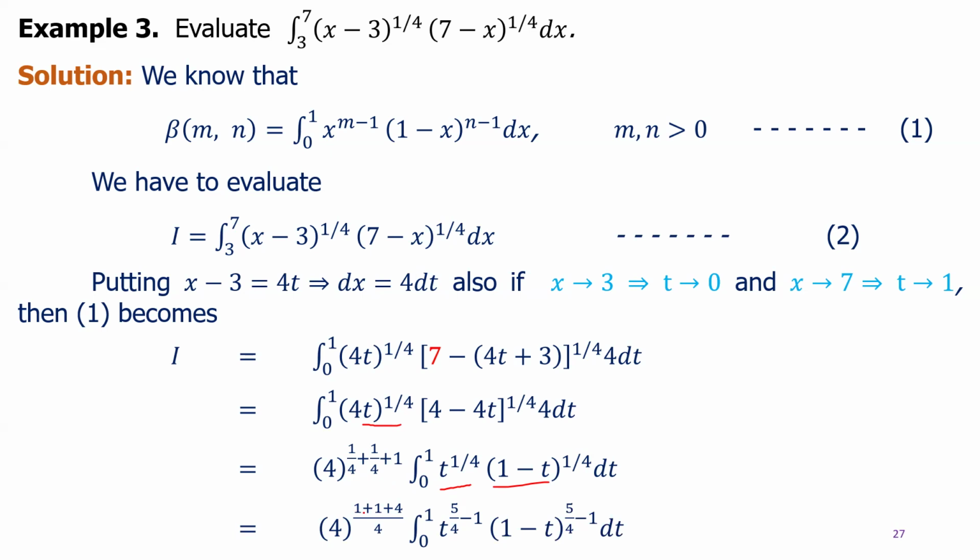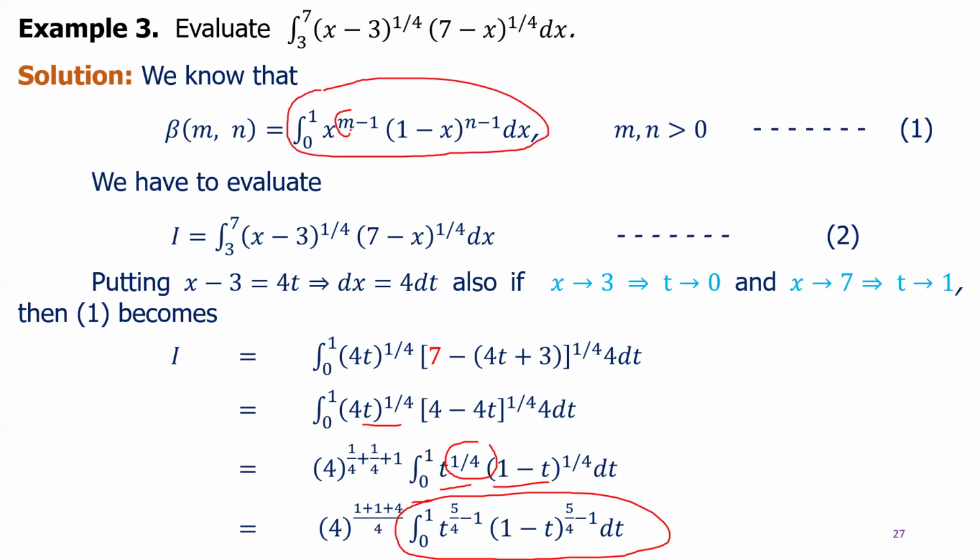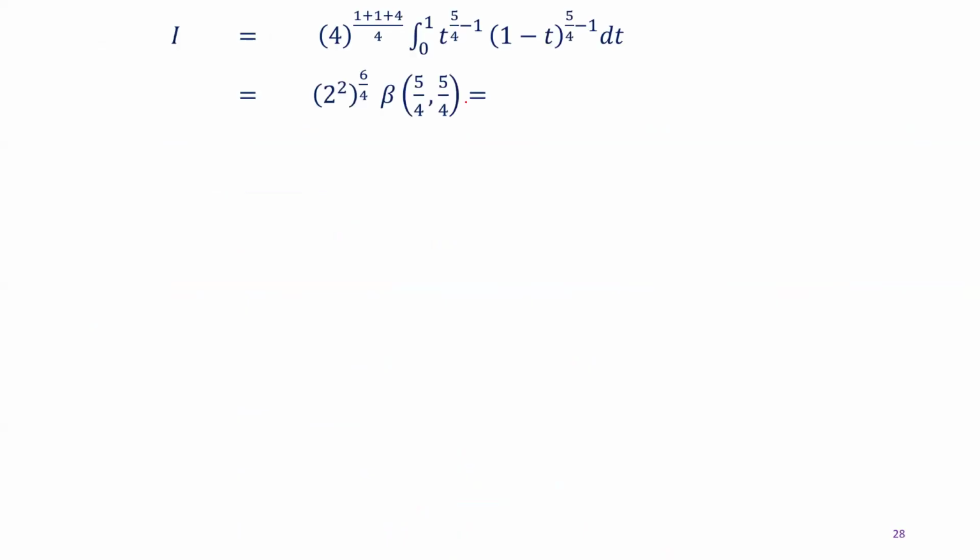4 to the power 1 by 4 plus 1 by 4 plus 1 into the integration from 0 to 1. This 1 by 4 can be written as 5 by 4 minus 1. So integration under the limit 0 to 1, t to the power 5 by 4 minus 1 into (1 minus t) whole to the power 5 by 4 minus 1. Now if we compare this with the definition of beta function, m is equal to 5 by 4 and n is also 5 by 4. Therefore, this can be written as beta of 5 by 4, 5 by 4.